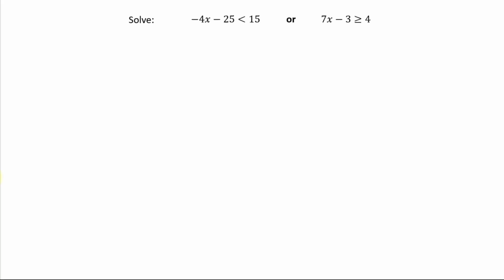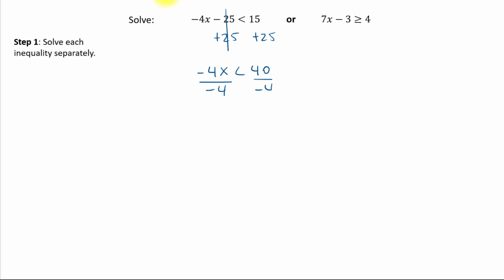Let's try another example. We start by solving each inequality separately. To get x by itself in the first inequality, I'll add 25 to each side. This will give me negative 4x is less than 40. And then I'll divide by negative 4 on the left and on the right. Because I'm dividing by a negative number, I need to switch the inequality symbol. So it's going to be x is greater than negative 10.